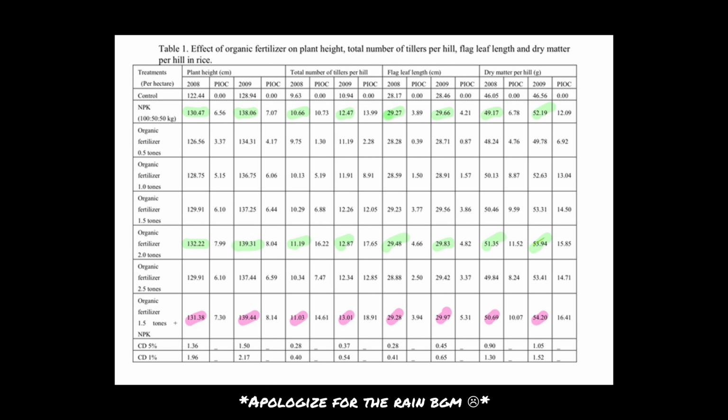Okay, as you can see, the first table is the effect of organic fertilizer on plant height, total number of tillers per hill, flag leaf length, and dry matter per hill in rice. For the effect of organic fertilizer on plant height, number of tillers, flag leaf length and diameter per hill of rice, it stated that organic fertilizer plus 1.5 tons of NPK has the highest number of all in 2009.